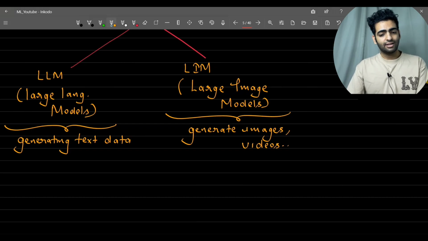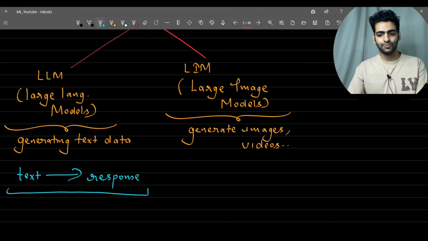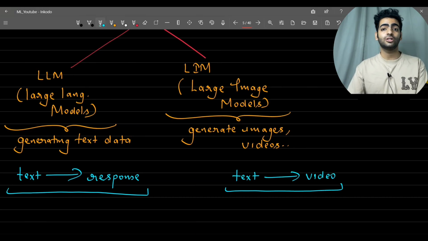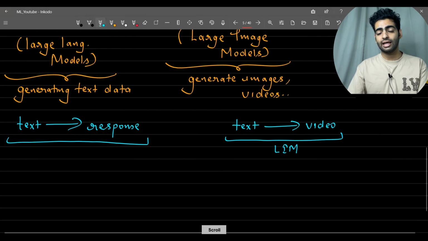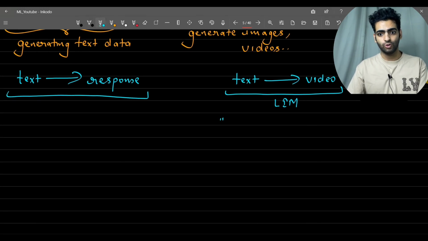So coming to the LLM, LLM is all about, if a text is given, can you generate some response? That's what the LLM models actually are. And coming to LIM, if a text is given, can you convert it into a video? Can you generate a video? That's what the LIM models will do for you.